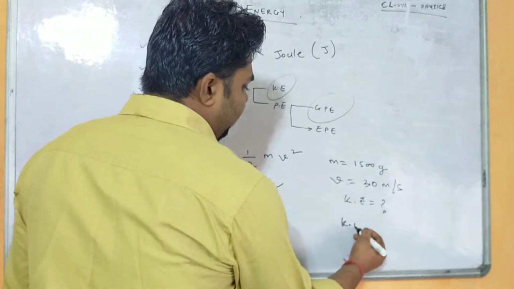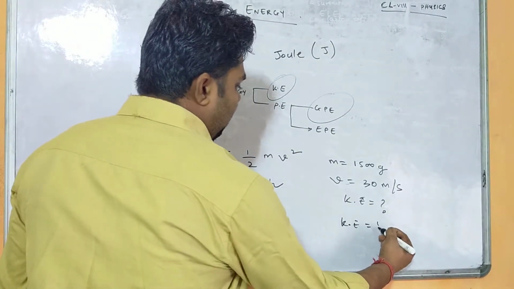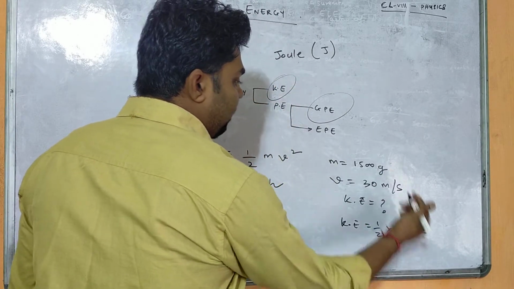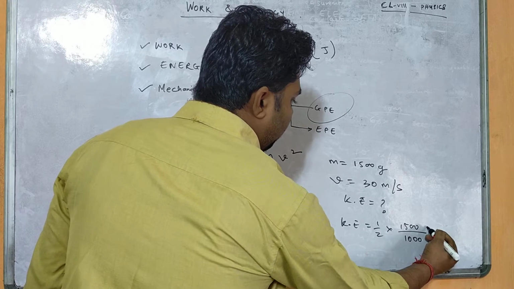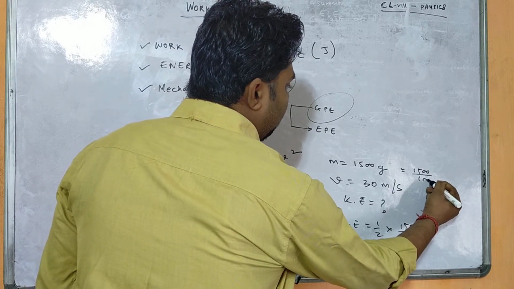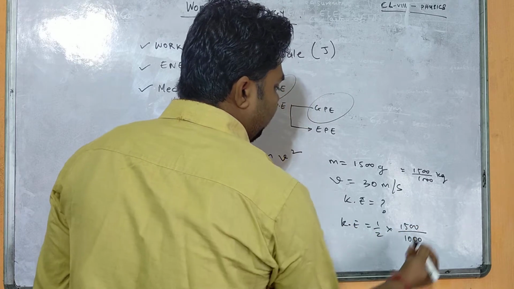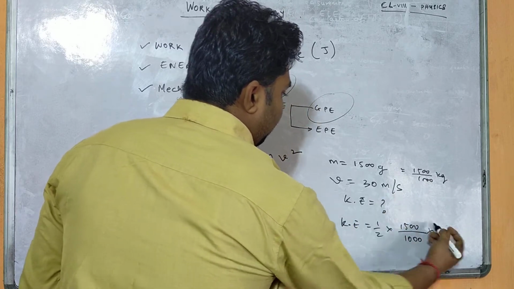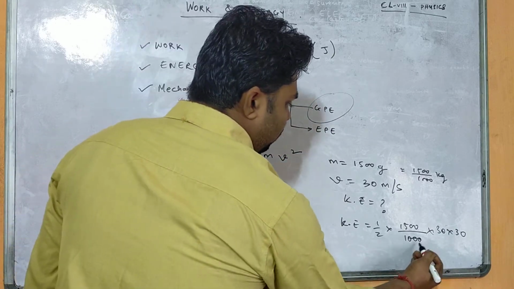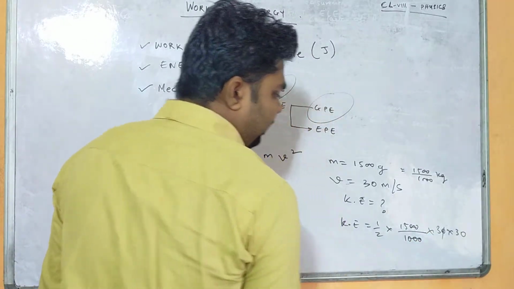So we know kinetic energy equals half mv square. Half m is how much? 1500, but it is in gram, so we have to divide by 1000 to convert into kg. So 1500 by 1000 multiplied by kg into v square, that means 30 into 30, right? So 3 zeros and 3 zeros cancel.